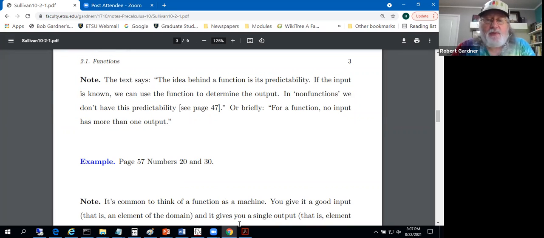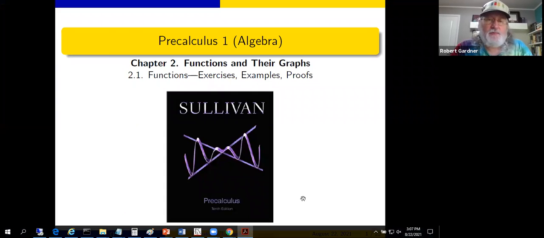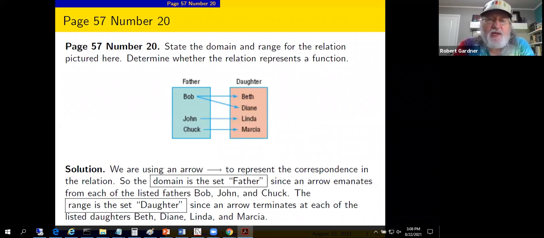Let's illustrate it with a couple of examples in line with the current conversation. Here's a relation represented graphically. State the domain and range of the relation pictured here. Determine whether the relation represents a function. I'm not so self-obsessed that I went and stuck my name in here. This is just example or exercise number 20 from this section. Got the same problem our previous relation had in terms of being a function.